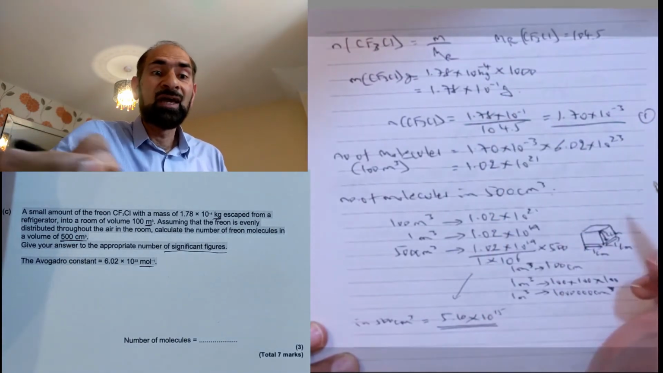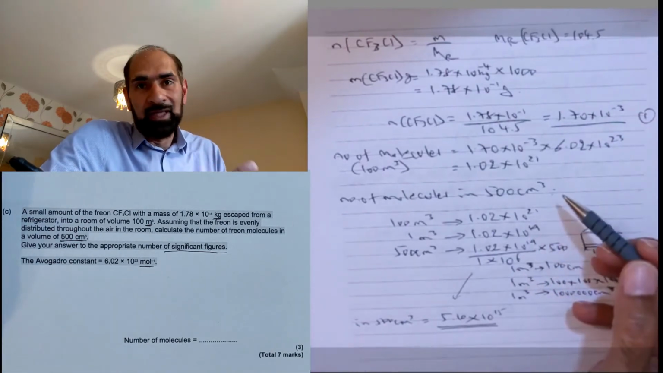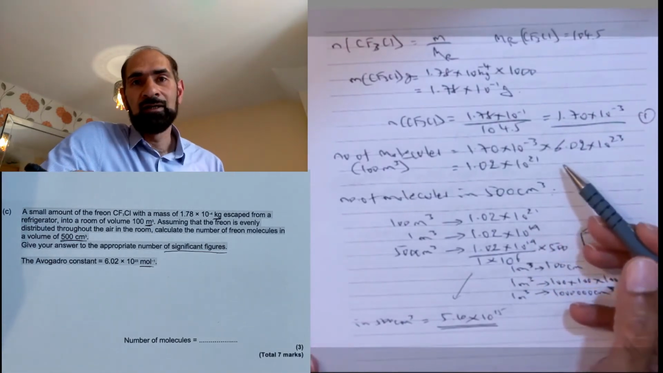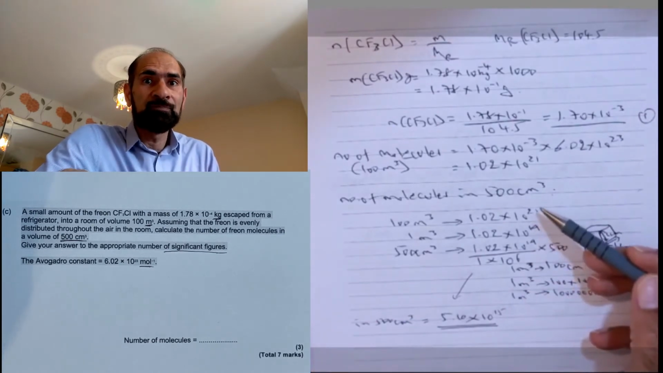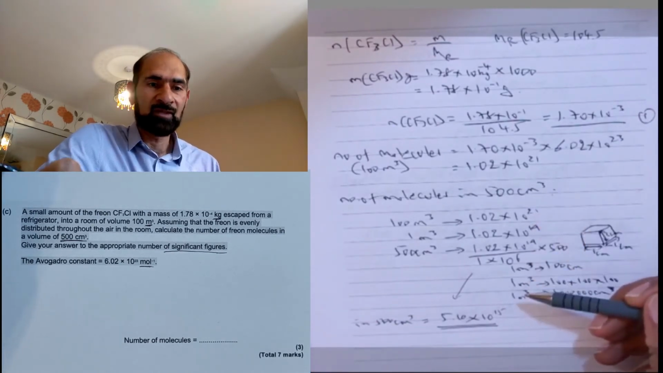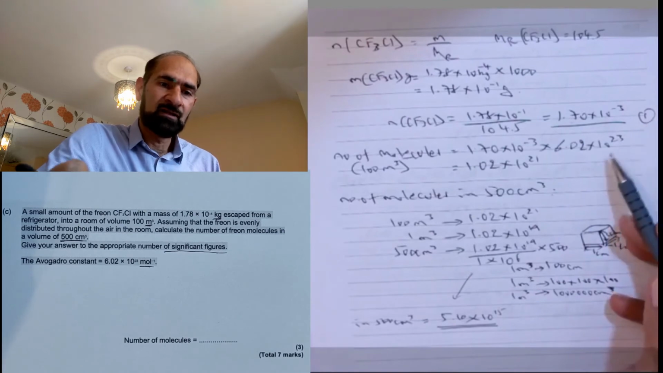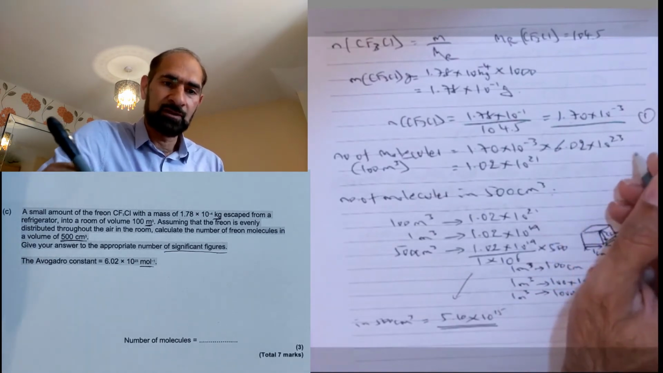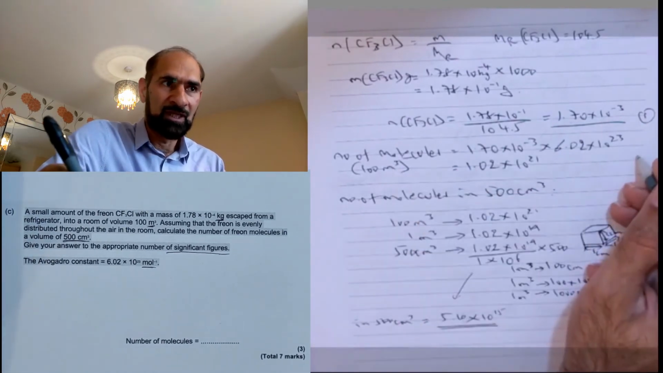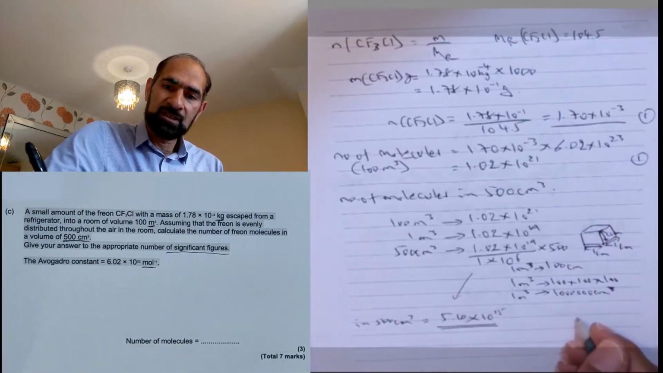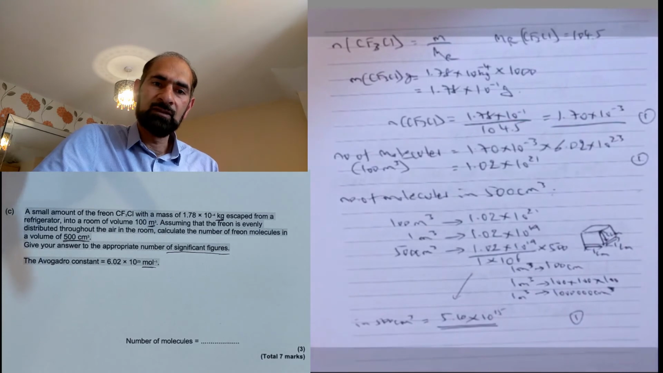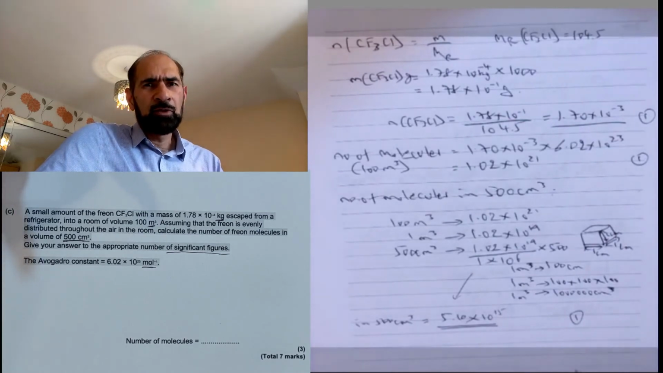However, then they will get what we call error carried forward. So they will probably get a mark here and here and one here, assuming they've not made any mistakes. So 1 mark is for that. The number of molecules in 100 meters cubed, they'll probably get 1 mark for that as well. And then the last mark is here. Okay. So it's a quick one.